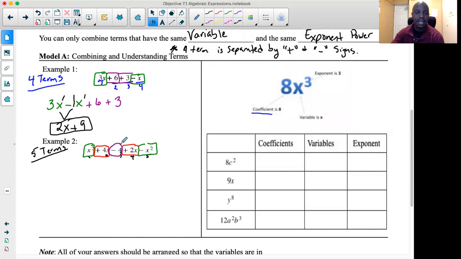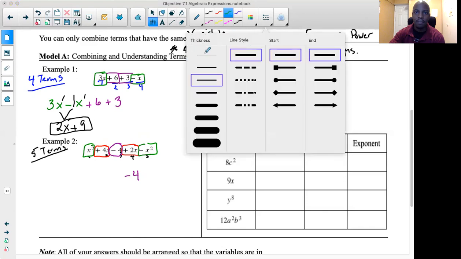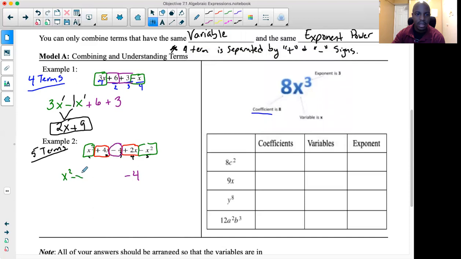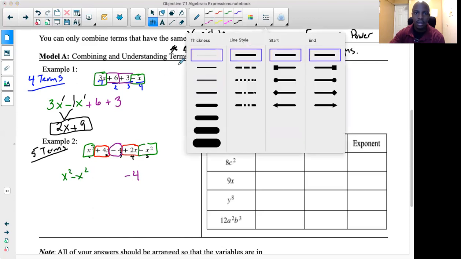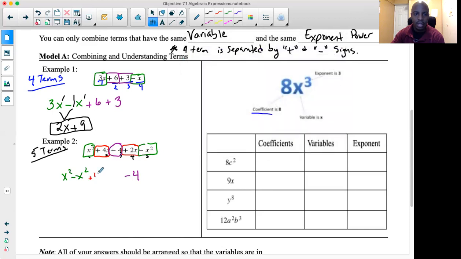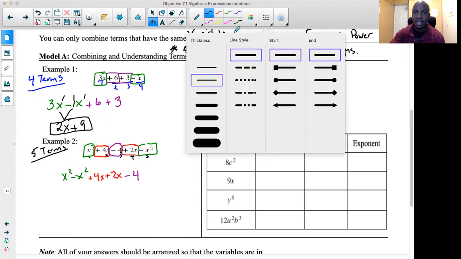Okay. Now I'm gonna rewrite them and I'm gonna combine them. Minus 4 stays over here all by itself, right? X squared minus x squared is over here. Plus 4x plus 2x. Okay, so these are my terms, right? All I did was rewrite them, keeping the signs that they're associated with in front of them.